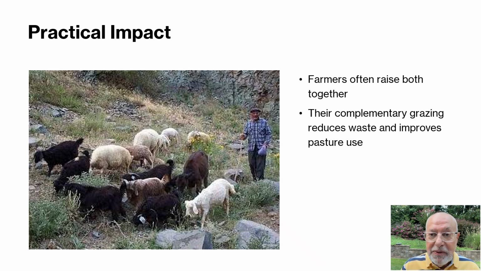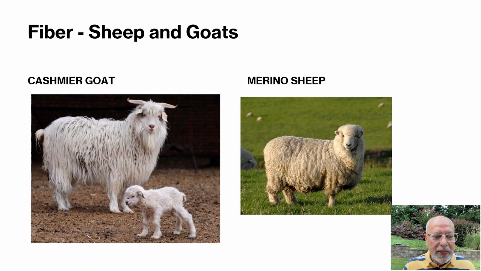Now, as a practical impact, in most of these places where animals are grazed outside, especially mountainous areas, this picture happens to be from Armenia, where this farmer has sheep and goats together, and it works very well because, as we talked about, the goats like trees and leaves, whereas the sheep stay down. So they have different grazing preferences. In this way, it works out very well, and they complement each other's grazing behavior.